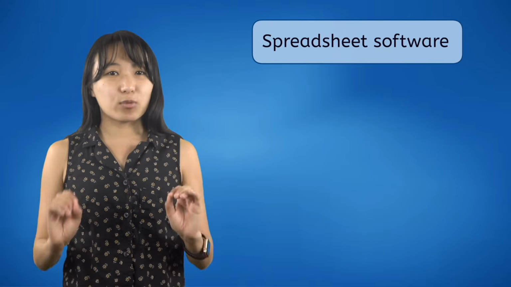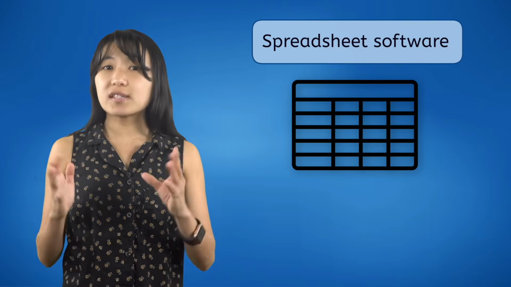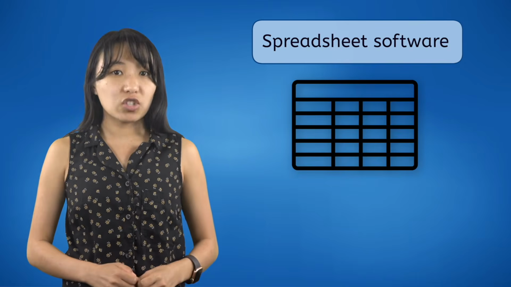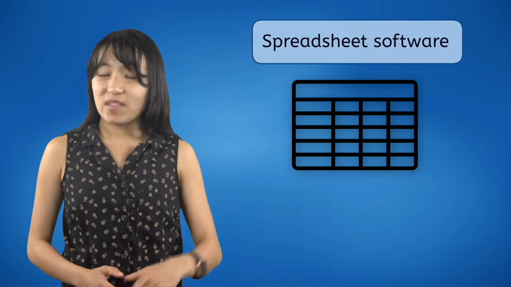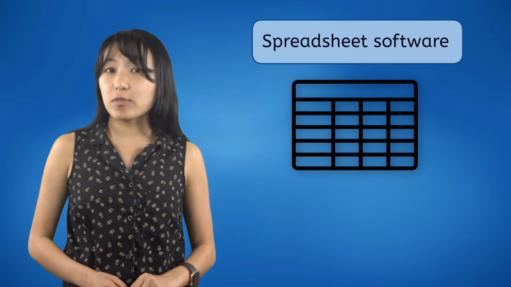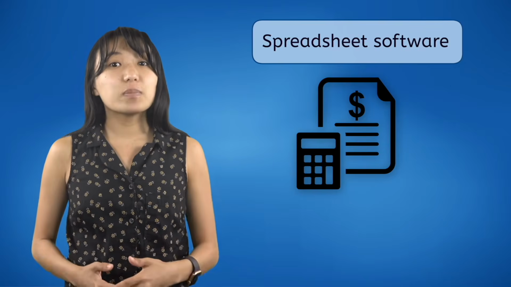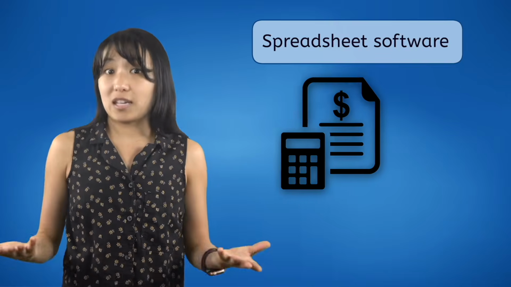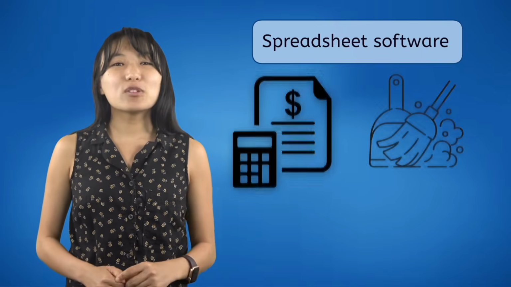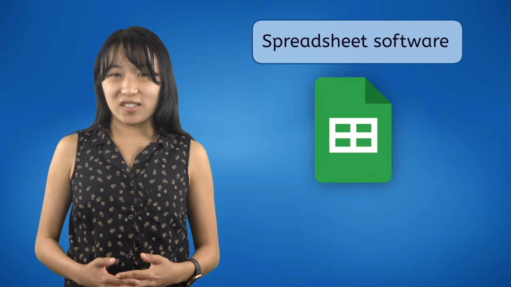The third type of productivity software we'll learn about is spreadsheet software. Spreadsheet software uses a grid-style design to organize information and can perform automatic calculations as the data changes. Spreadsheets are typically used for math purposes, like financial planning and budgeting, but they can also be a great way to organize and sort information quickly, like tracking family chores. We'll be using Google Sheets, but most spreadsheet software will have similar functions.